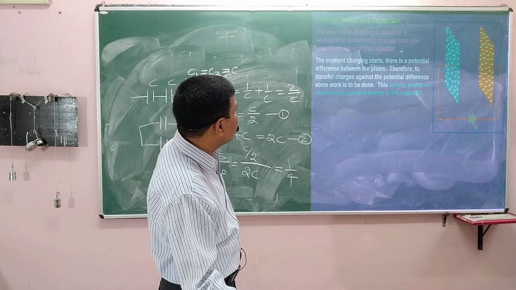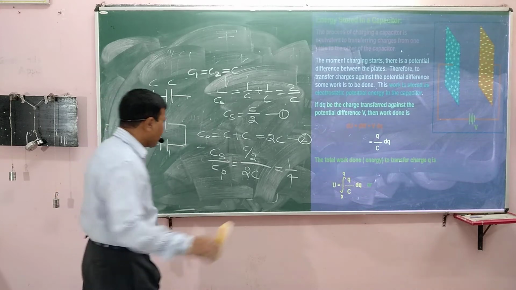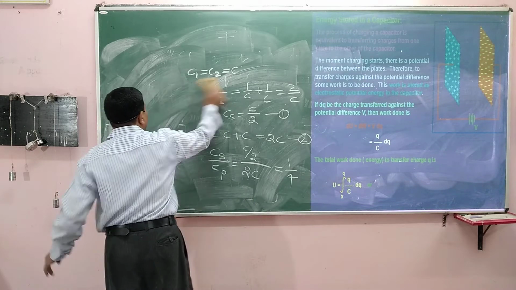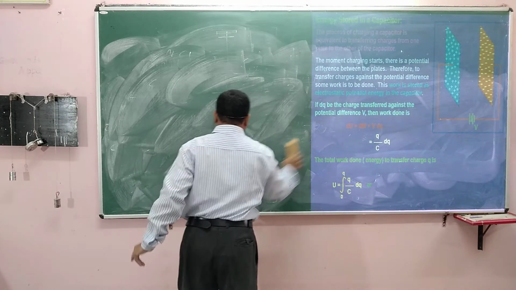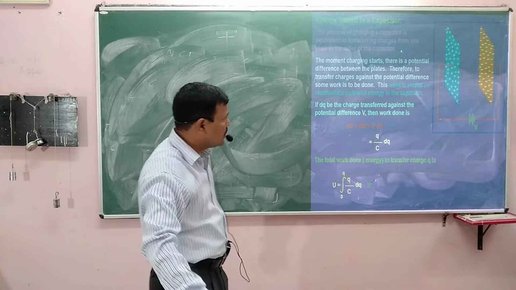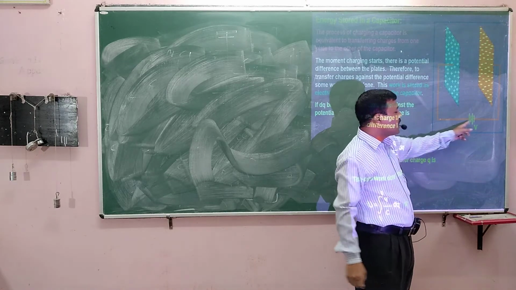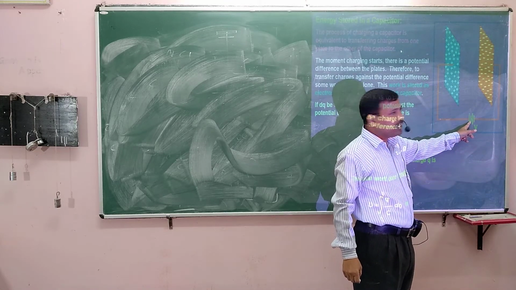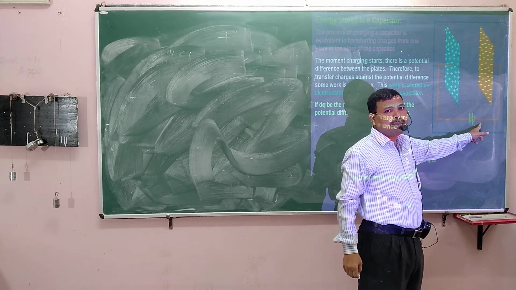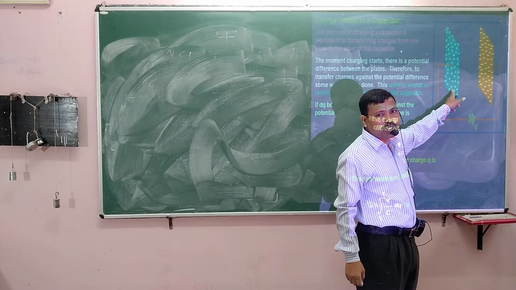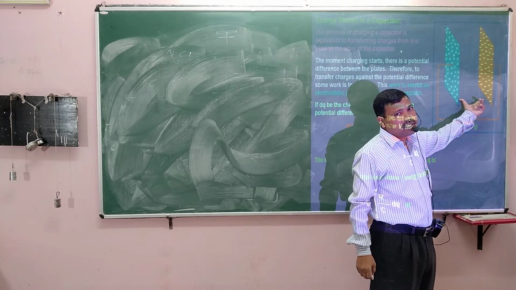Energy stored in a capacitor. Look at the diagram here. One plate is connected to the positive terminal of the battery. Another plate of the capacitor is connected to negative terminal of the battery. This plate has acquired positive potential. This has acquired negative potential. And there is an empty space.